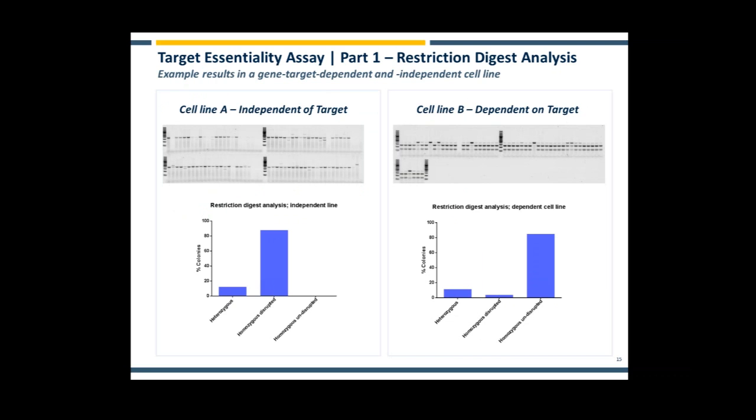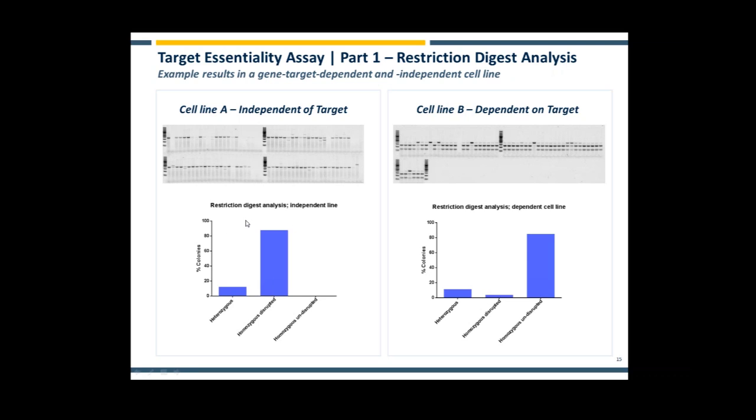So now here's an example of some real data that we generated using a target in 2 cell lines, one that was known to be dependent on the target and one that we knew was independent. So in this assay, we analysed approximately 350 colonies for the independent line. However, we only analysed just over 50 for the dependent line. This line was really dependent on this target, and we actually recovered fewer colonies overall.